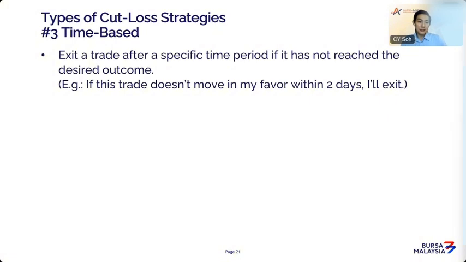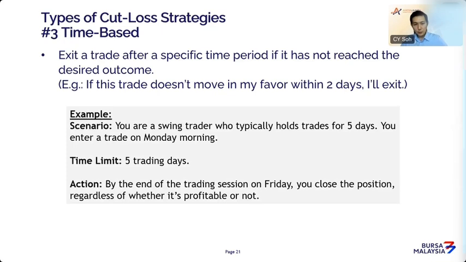Now this is very simple. You exit the trade after a specific time period if it does not reach your goal or any desired outcome. For example, if your trade does not move in your favor within 2 days, you will exit your trade. This is something for intraday traders. For intraday traders, it's actually a time-based approach. At the end of the day, I would exit all of my trades, whether it is a long position or a short position. Let us go through another quick example.